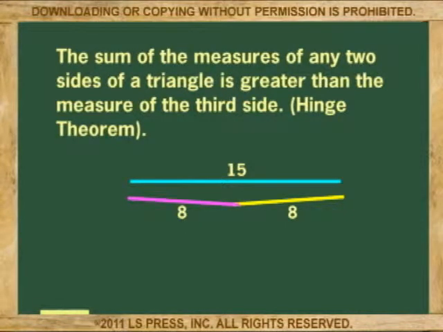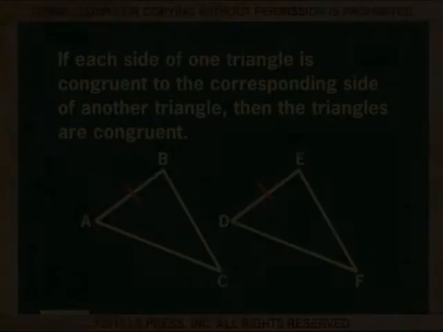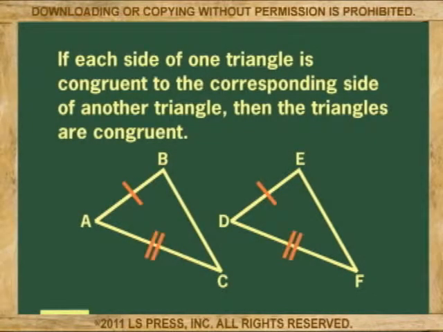The sum of the measures of any two sides of a triangle is greater than the measure of the third side. If each side of one triangle is congruent to the corresponding side of another triangle, then the triangles are congruent.